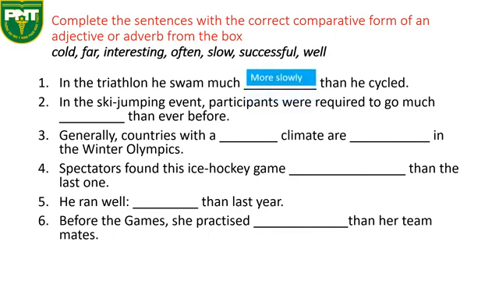Number 1, much more slowly. 2, much farther. Much here is used to emphasize the big gap between something. 3, 2 gaps for number 3. For climate, we have colder, right? More successful in the Winter Olympics.